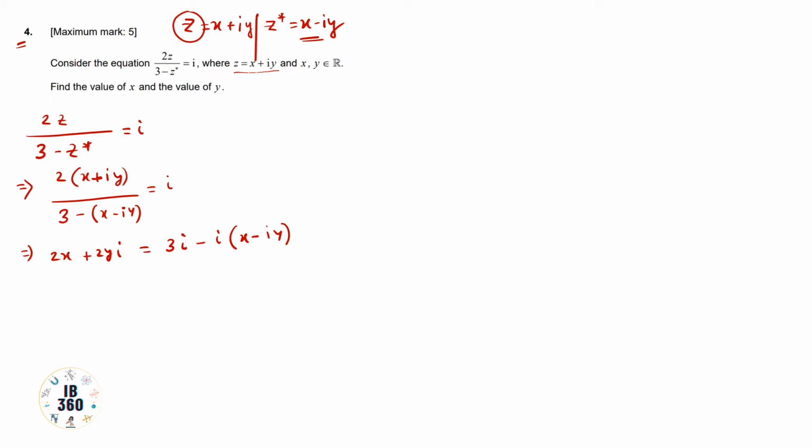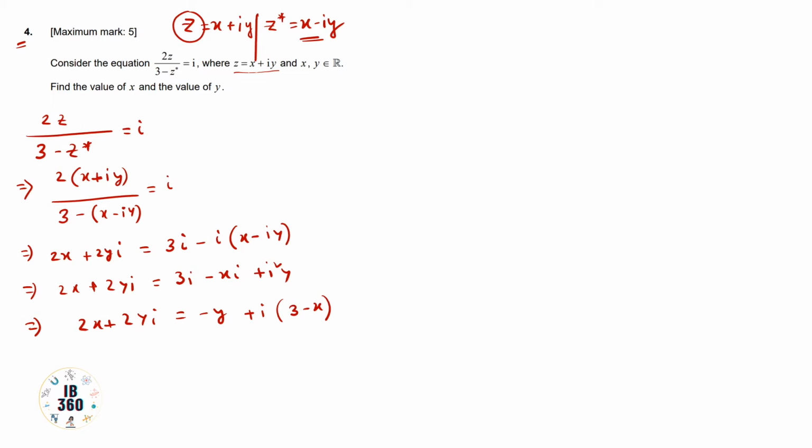So after multiplying the terms, we will get 2x plus 2yi equals 3i minus xi plus i square y. So it is 2x plus 2yi equals, with i square, this will be minus y. So minus y plus i into (3 minus x).